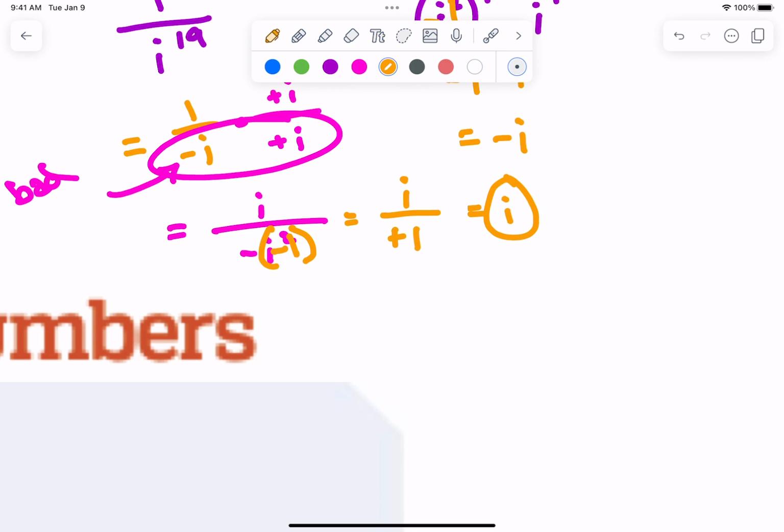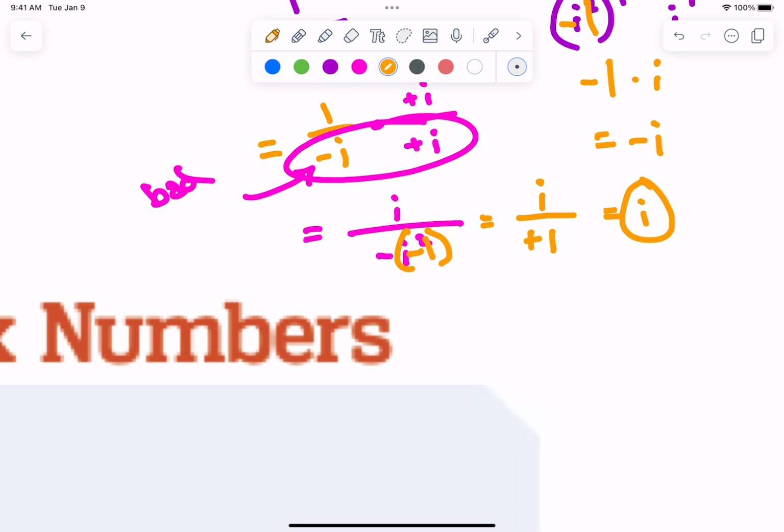They don't like I's in the bottom, so we have to get rid of them by multiplying by the conjugate. So no I on the bottom. Just like square roots, we don't want square roots on the bottom. We did those where we took the square root out of the bottom.